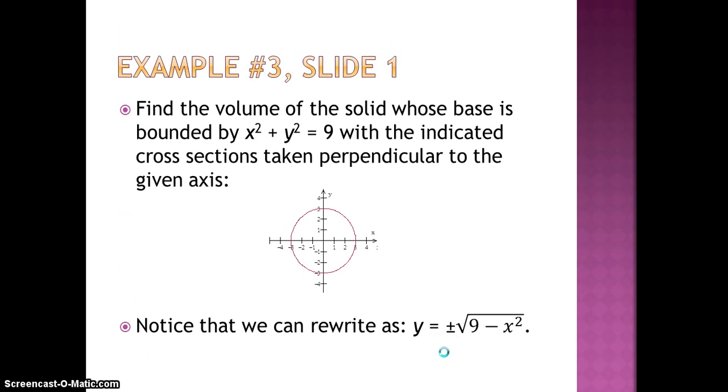Example 3. Find the volume of these solids that are to follow, whose base is bounded by x squared plus y squared is equal to 9, the circle with radius 3, centered at 0, 0, with the indicated cross-sections taken perpendicular to the given axis. And notice that we can rewrite our function as y is equal to plus or minus square root of 9 minus x squared, with the positive square root of 9 minus x squared being the top half of the circle, and the negative square root of 9 minus x squared being the bottom half of our circle.